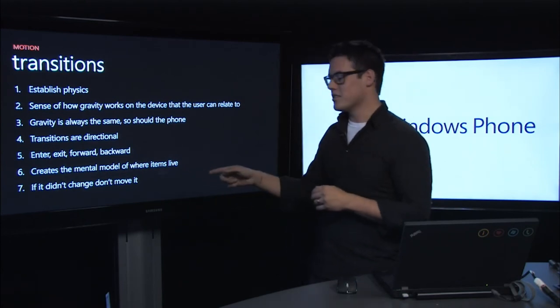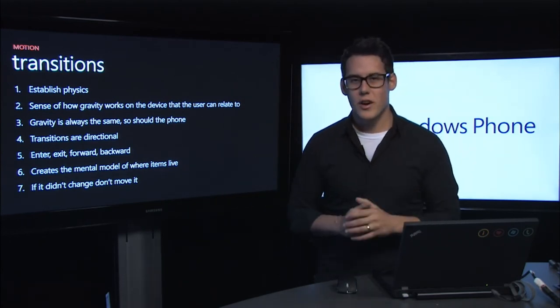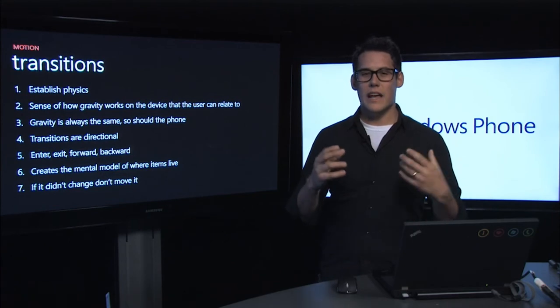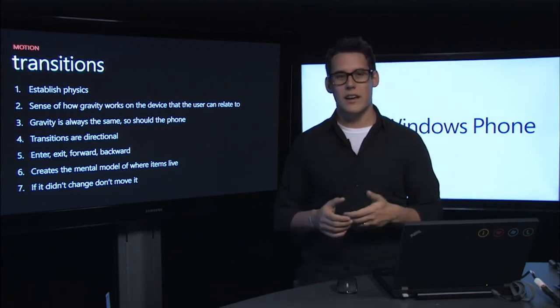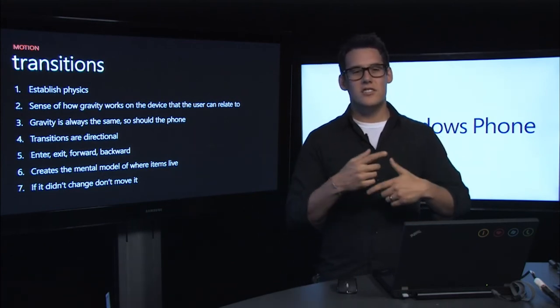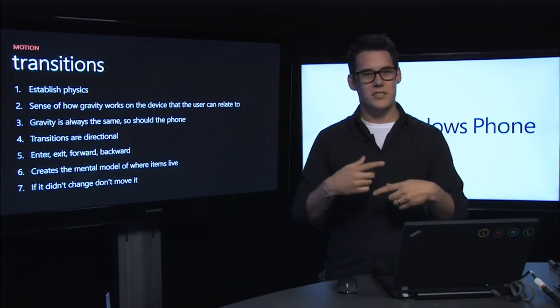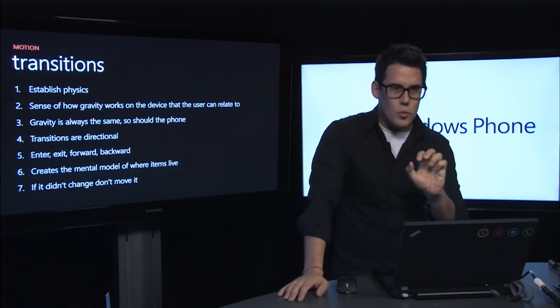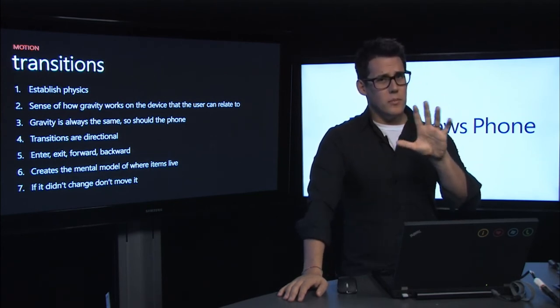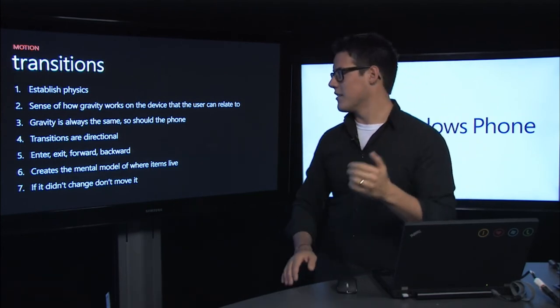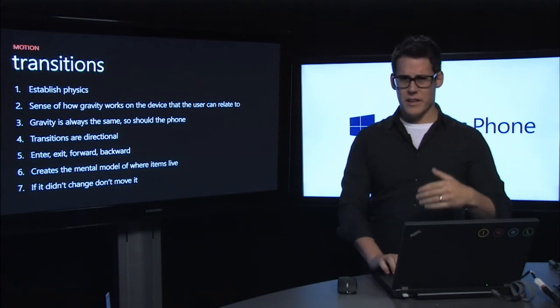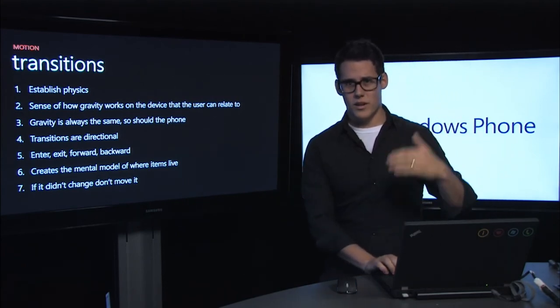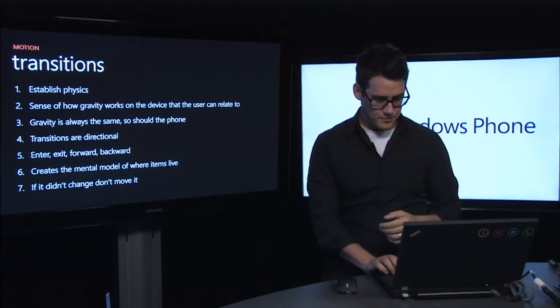If it didn't change, don't move it. So this is a great rule for live tiles. Don't just animate a bunch of stuff if you don't have new data. Same with your applications. Just don't start firing off animations like left and right. If you're doing data visualization, animate them when the data loads in. But if the data is not changing, don't constantly fire animations on those items. Don't animate the colors from one to another if no data is changing.